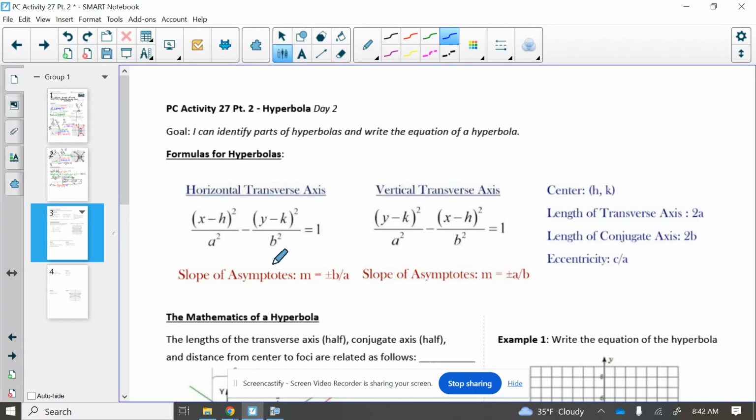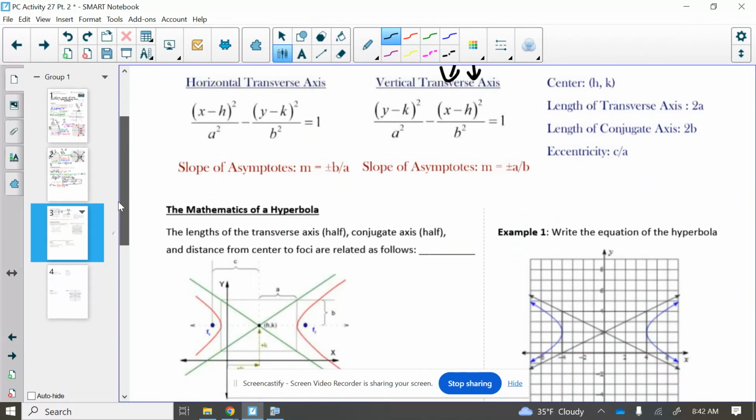Reminder that our horizontal opening transverse axis are when our hyperbolas open to the left and the right. That will be when we have an x squared coming first. Vertical is when we are opening up and down, and that's when we have a y squared coming first.